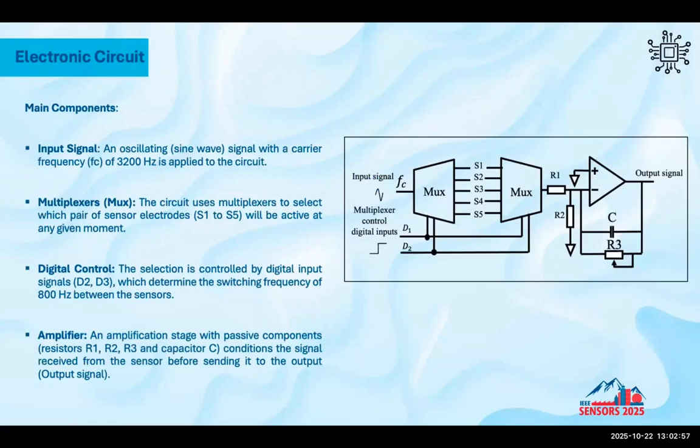This is our simplified electronic circuit, where we have the input signal, an oscillation, as I said, at 3,200 hertz, and two multiplexers switching between the sensors, in this case S1 to S5, controlled by 2 digital inputs provided by an embedded system. After that, we have the amplifier circuit.